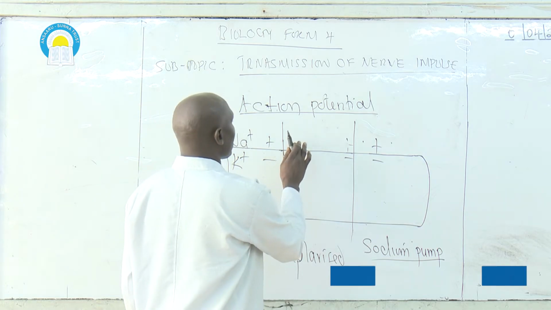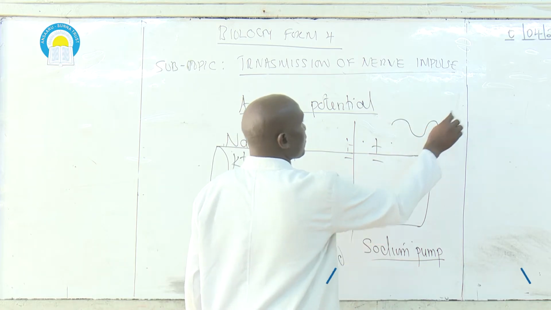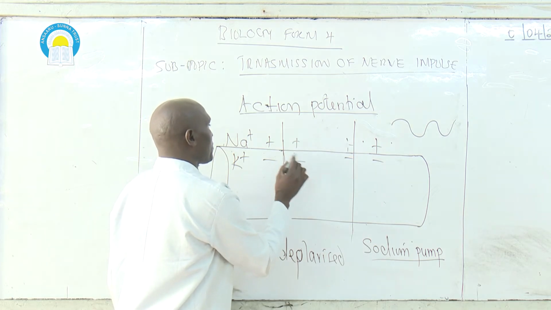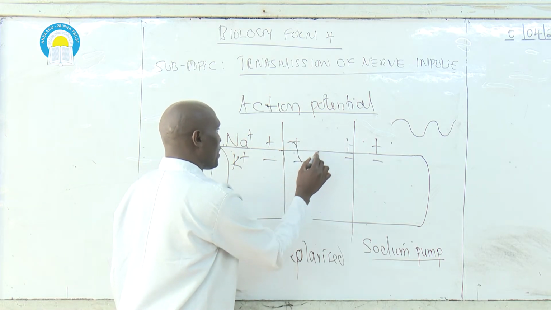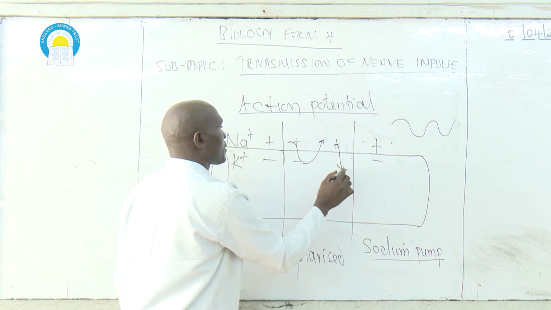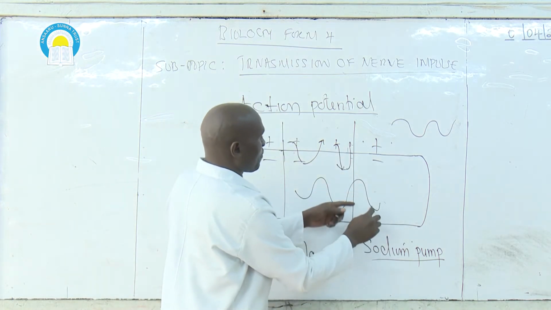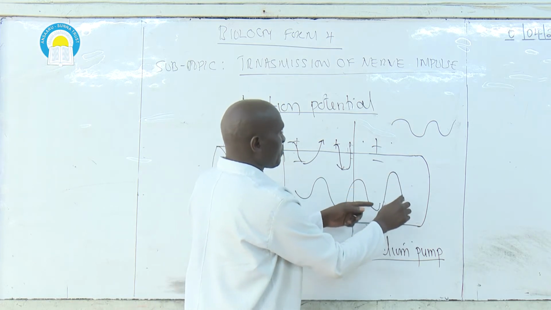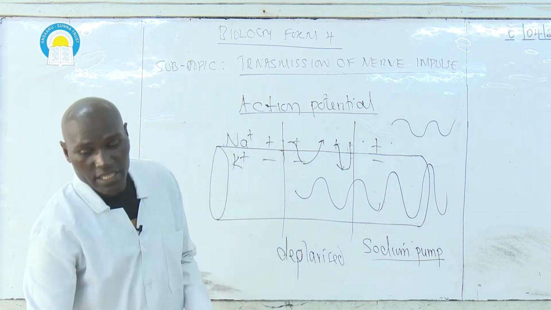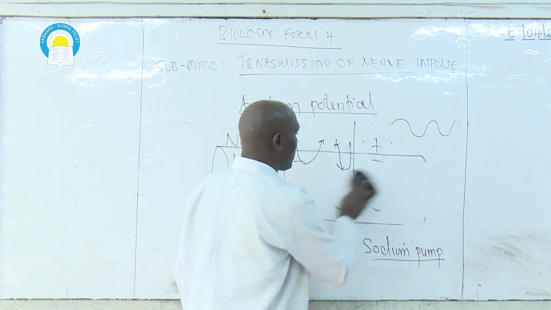That depolarization leads to a creation of a wave kind of movement where the positive ones move in, negative ones move out. So it moves in form of a wave like that. In movement of positively charged ions, out movement of negative. That creates a continuous wave of motion that takes place within the axon.